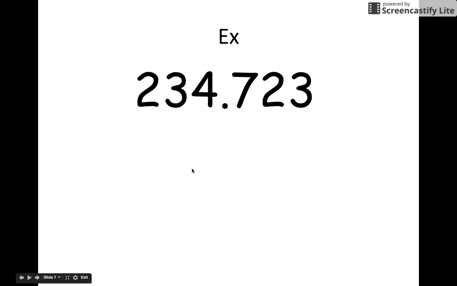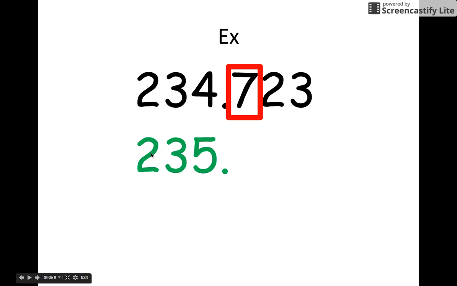So let's look at this example. We have 9.009. The next number after the decimal point is 0. So we're going to go ahead and round it down, and it's going to become 9. In this case, we have 234.7. The number after the decimal point is 7, which is bigger than 5, so it's going to be rounded up. So it's going to become 235. 234.7 becomes 235.